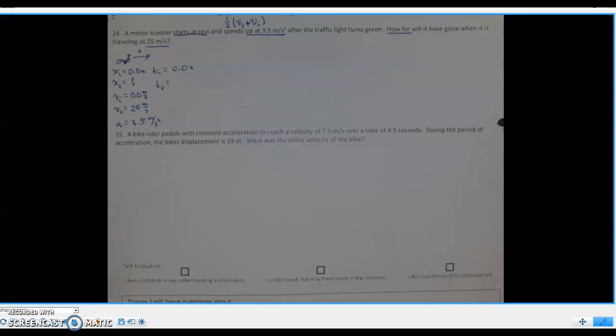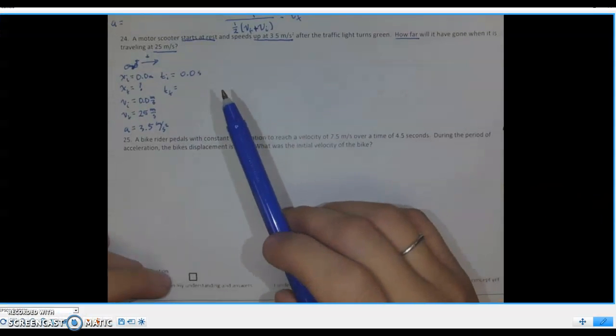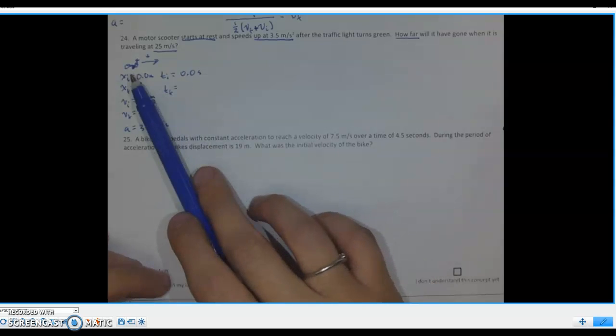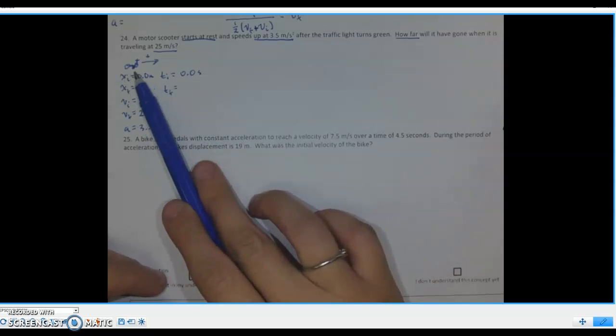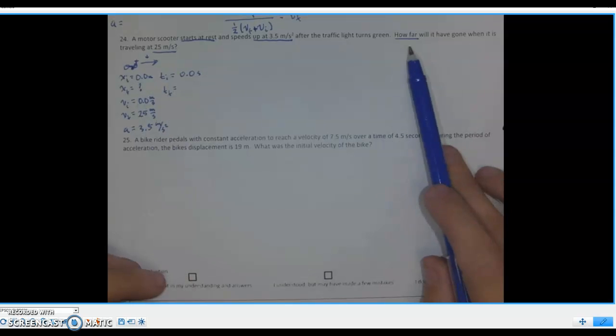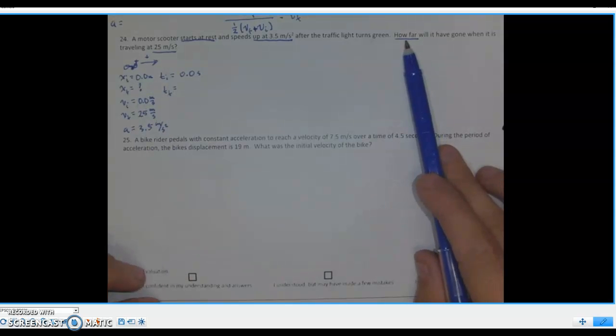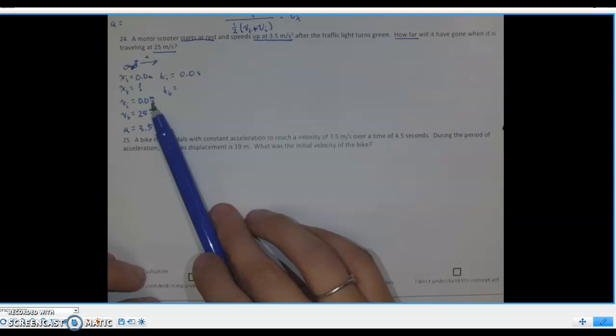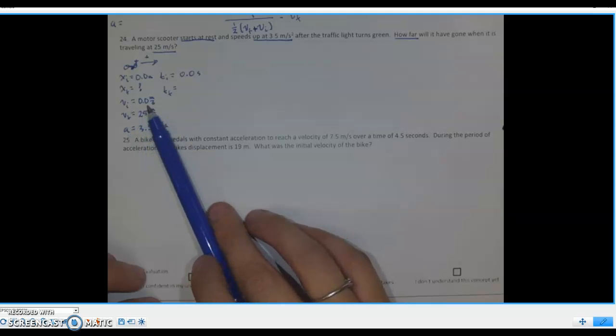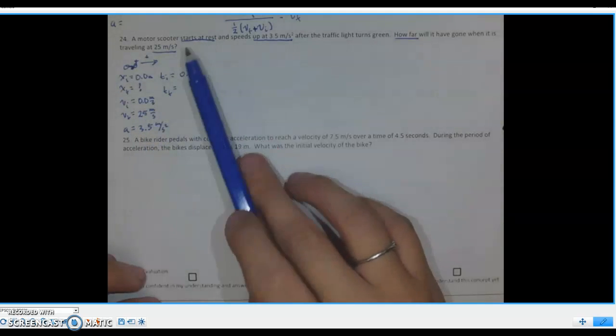Okay, I'm not exactly sure where that left off, so let's just quickly talk through our list again. So my x initial is at 0 because I'm starting at the origin. X final is what I'm solving for because it said how far. Velocity initial is 0 meters per second because I start at rest.